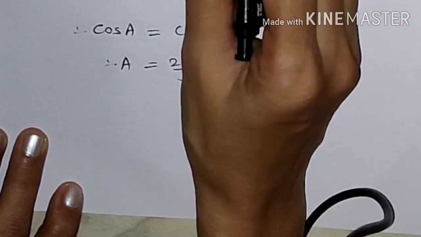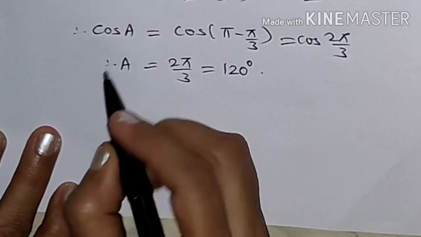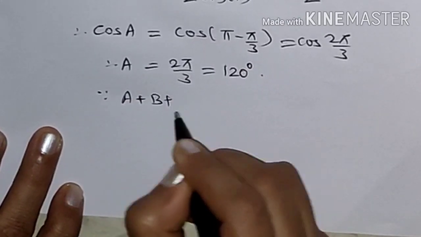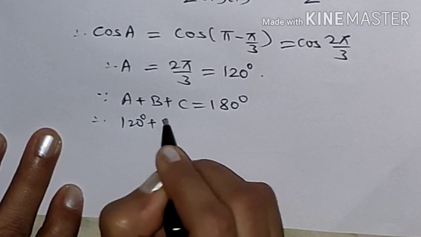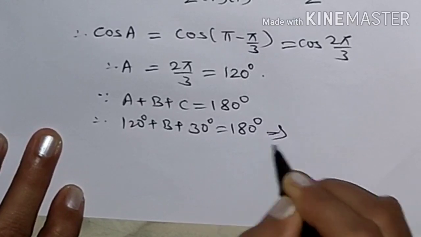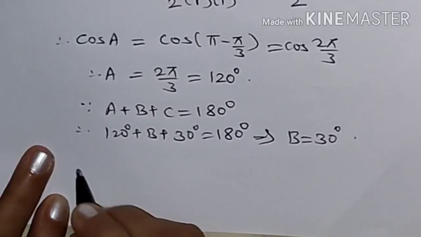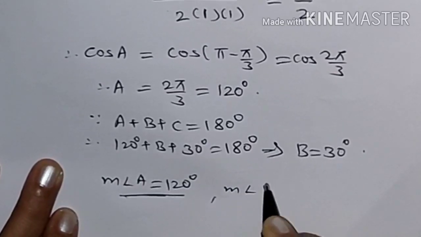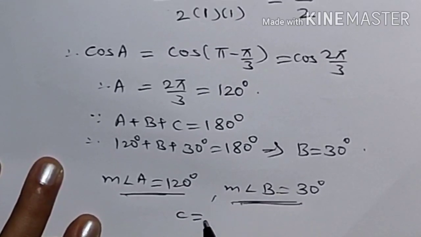Now to find measure of angle B, we can use either the cosine rule or we can make use of the fact that since A, B, C are angles of a triangle, therefore A plus B plus C is equal to 180 degrees. So 120 degrees plus B plus C, which is 30 degrees, is equal to 180 degrees. That implies that angle B is equal to 30 degrees. So we found measure of angle A is equal to 120 degrees, measure of angle B is equal to 30 degrees, and side c is equal to 1 unit.